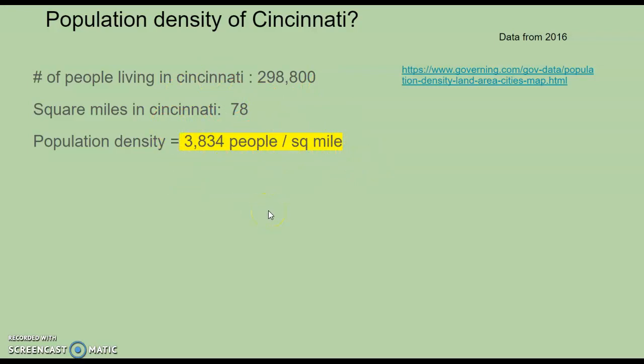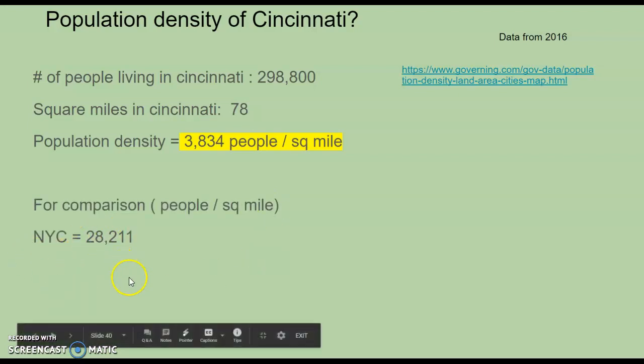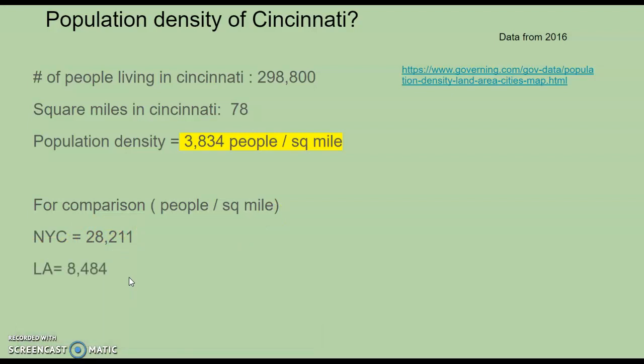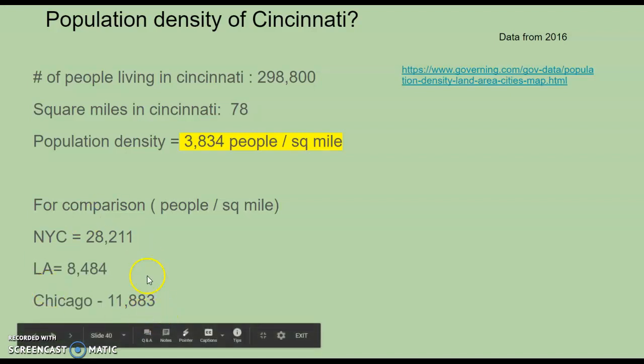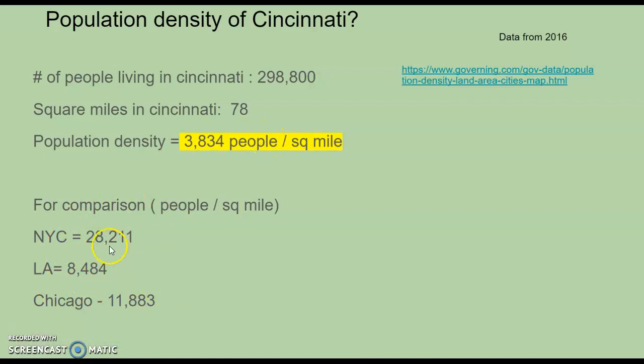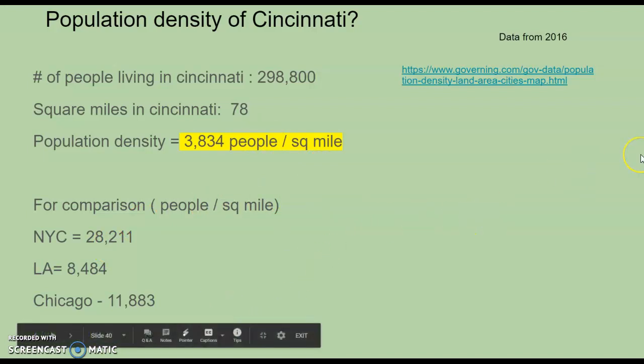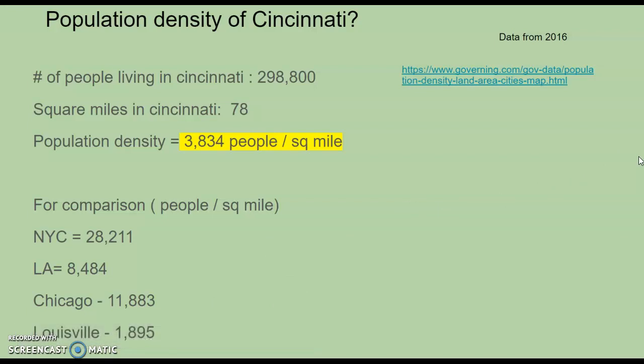So comparing that number to a couple different cities, New York City, for example, is about 28,000 people per square mile. Los Angeles is about 8,000. Chicago is 11,000. So those are much more dense than Cincinnati is, comparing these numbers, right? Closer city to us, Louisville, is only about 1,800. So that's significantly less than Cincinnati.